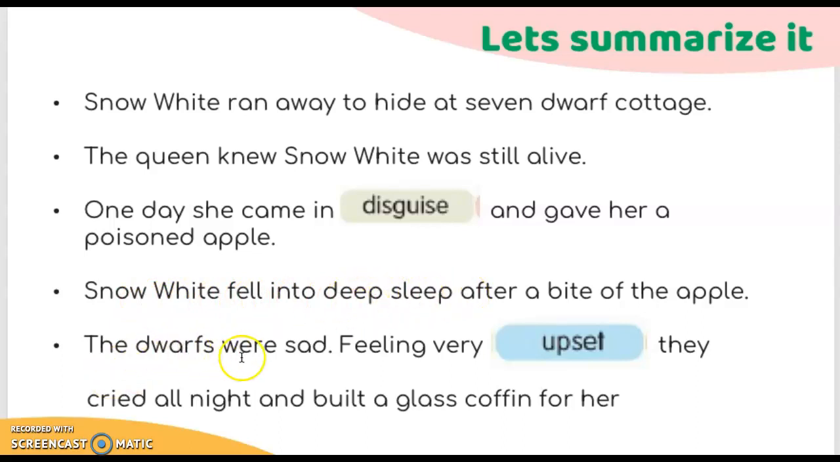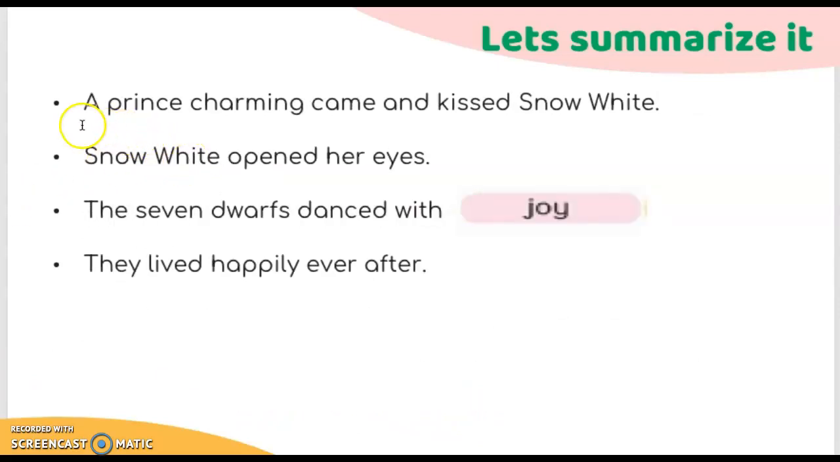So the dwarfs were very sad. Feeling very upset, which is actually a synonym of sad, they cried all night and built a glass coffin for her. What happened after that? A Prince Charming came and kissed Snow White. Right after that, Snow White immediately opened her eyes. The seven dwarfs danced with joy. They were very happy that Snow White was alive. And after that, they lived happily ever after.